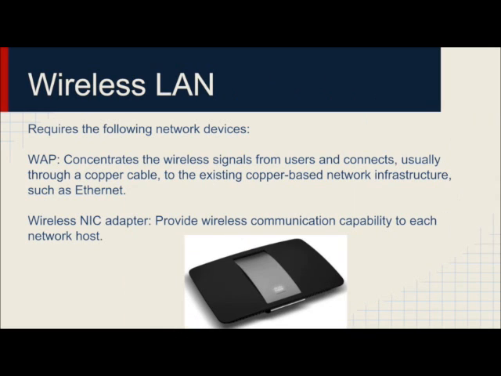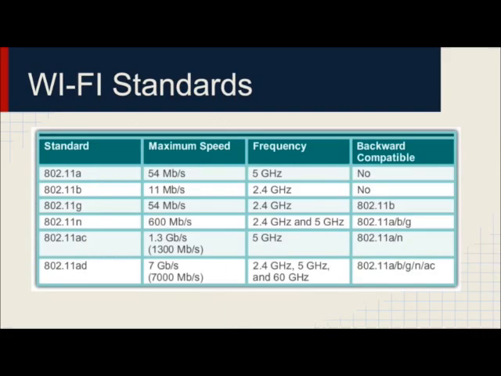Wireless LAN requires the following network devices. Access point concentrates the wireless signals from users and connects usually through a copper cable to the existing copper-based network infrastructure such as Ethernet. The wireless NIC adapter provides wireless communication capability to each network host. Wi-Fi standards. In this image, we can appreciate the Wi-Fi standards. The most evolved in speed is the 802.11ad with 7 gigabits per second.